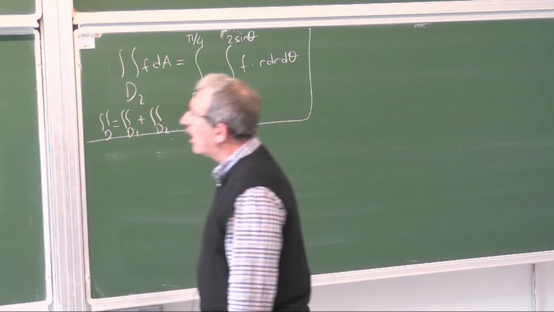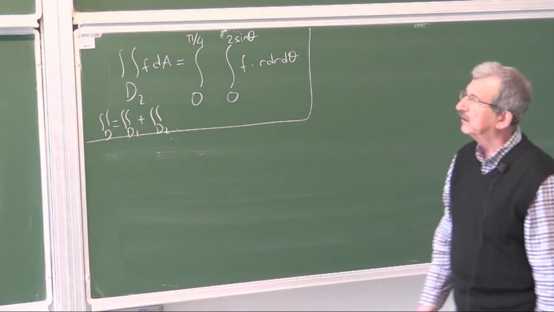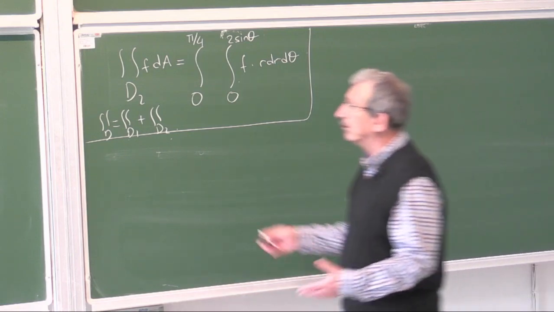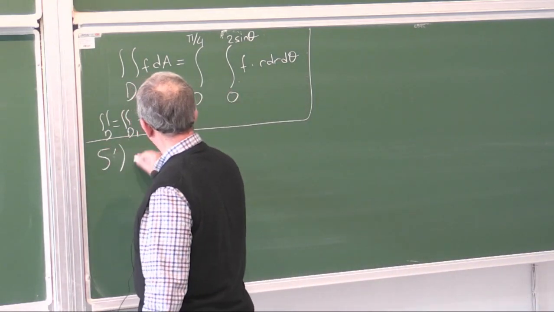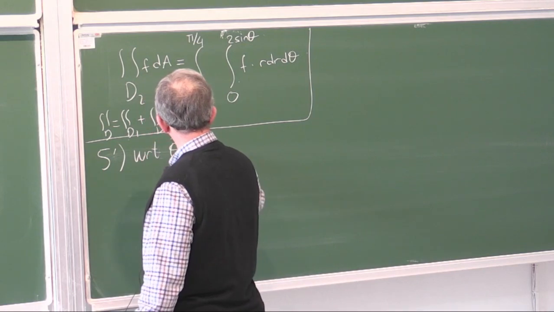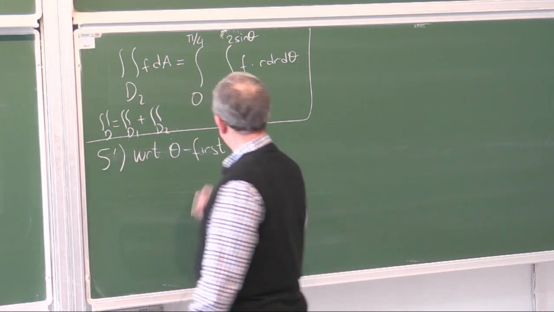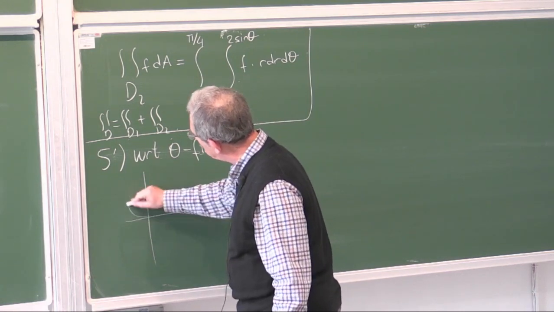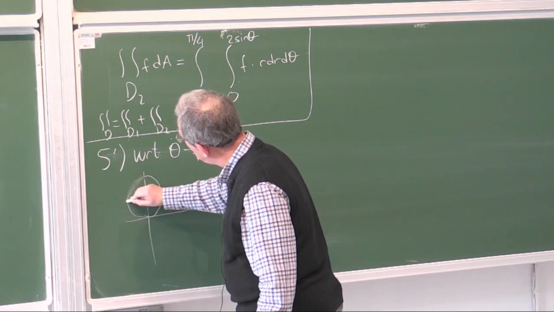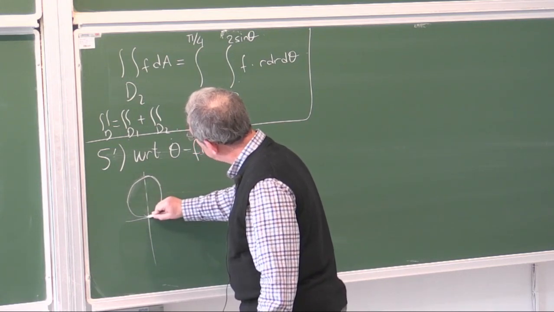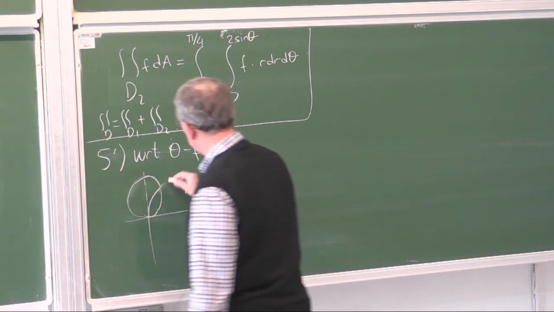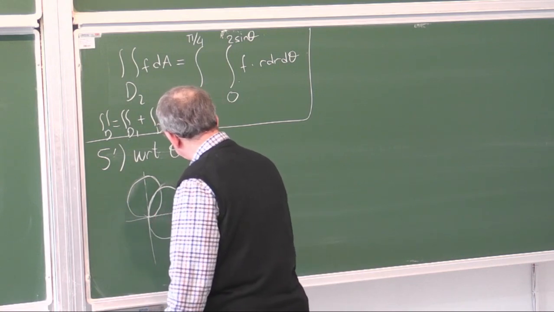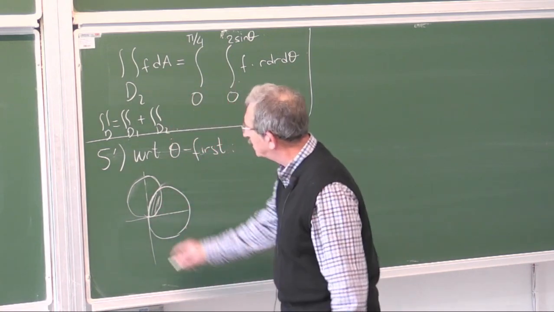Now, let us write the same integral with respect to theta first. Call it phi prime. What do we have? Recall we had a circle, and we had a circle here. Well, let me do it appropriately. Something like this, and this is the D.